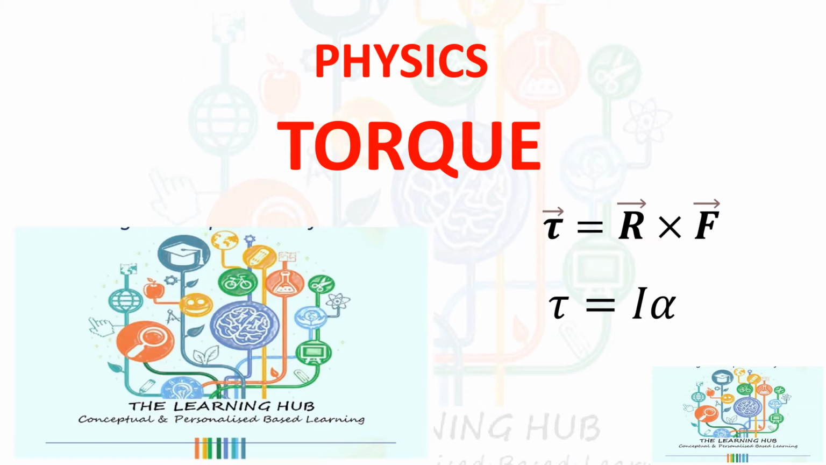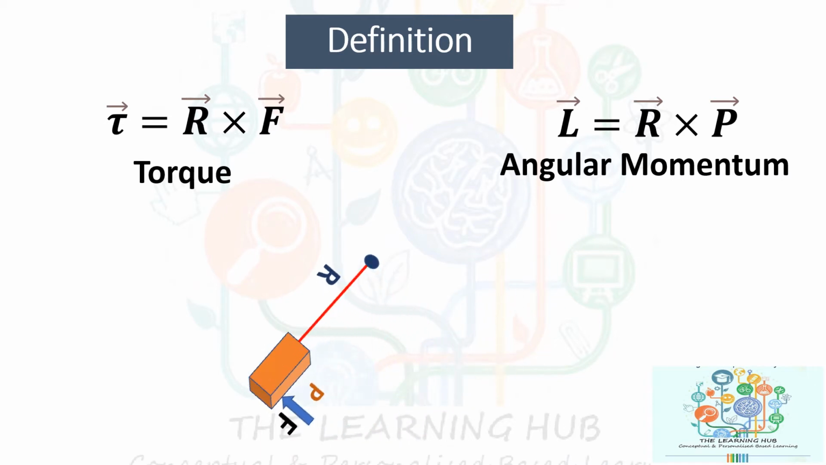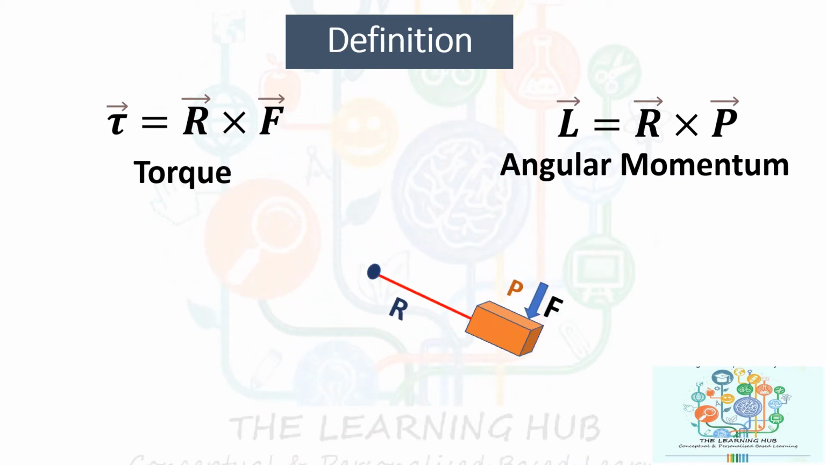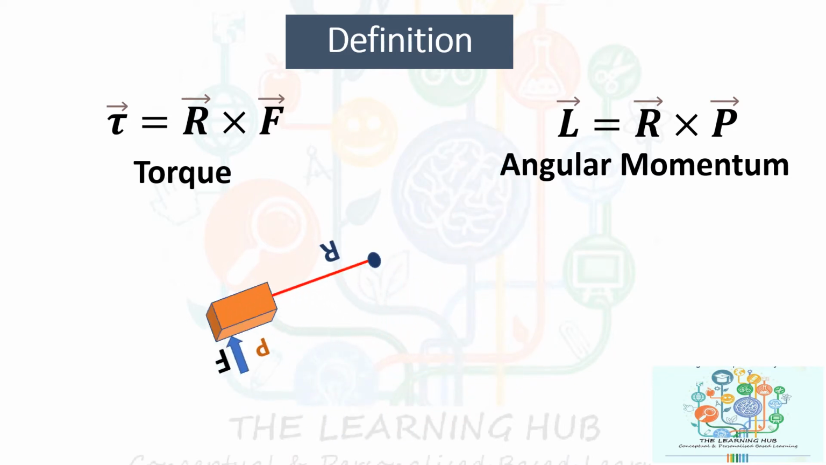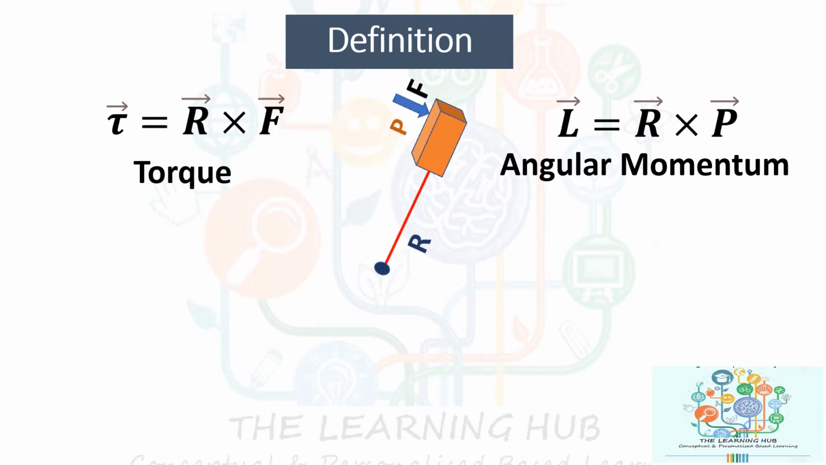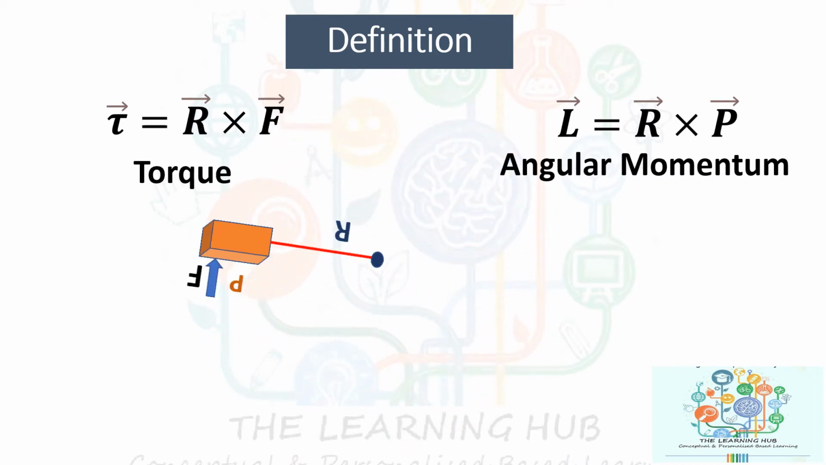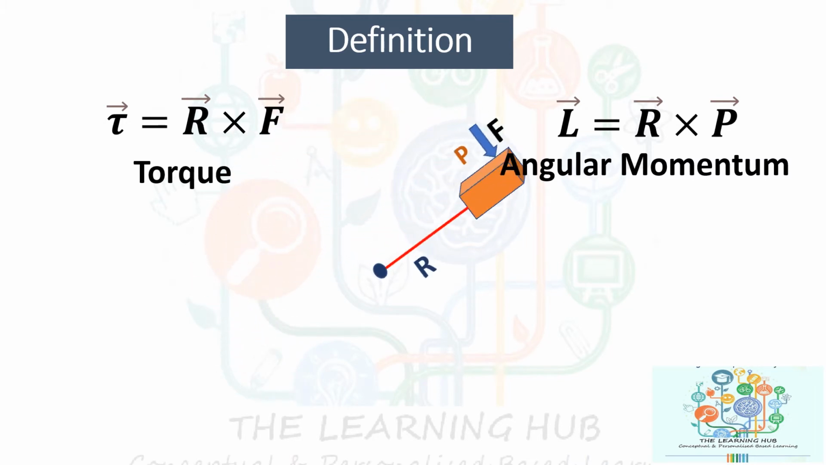So let's begin. Torque is the measure of force that can cause an object to rotate about an axis. It is also referred to as a moment of force, rotational force, or turning effect depending on the field of study. Torque is what causes an angular acceleration. Torque can be defined as the rotational equivalent of linear force.